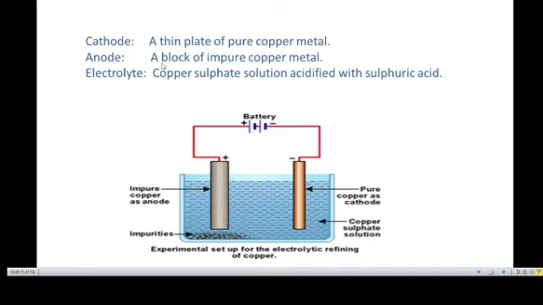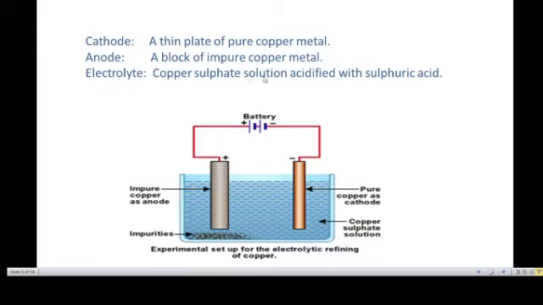In the process of electrolytic refining of copper, a thin plate of pure copper metal acts as the cathode. A block of impure copper metal acts as the anode. This is the anode, this is the cathode. Cathode: a thin plate of pure copper metal. Anode: a block of impure copper metal.